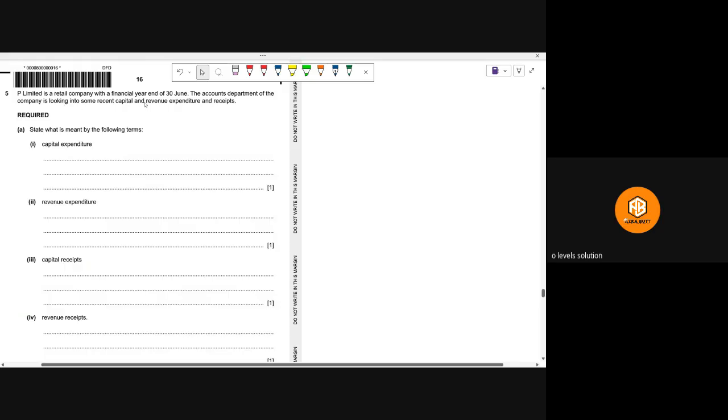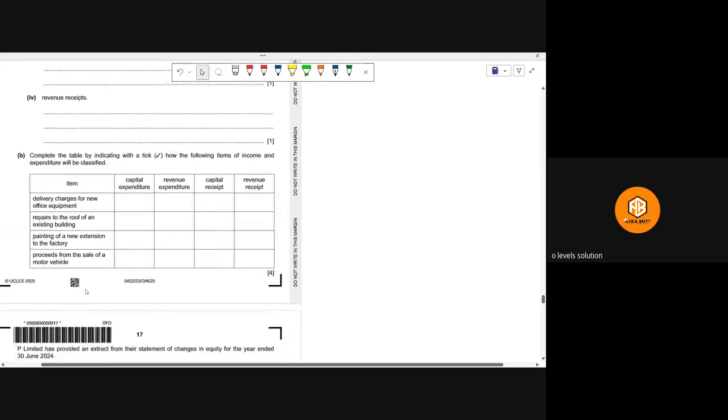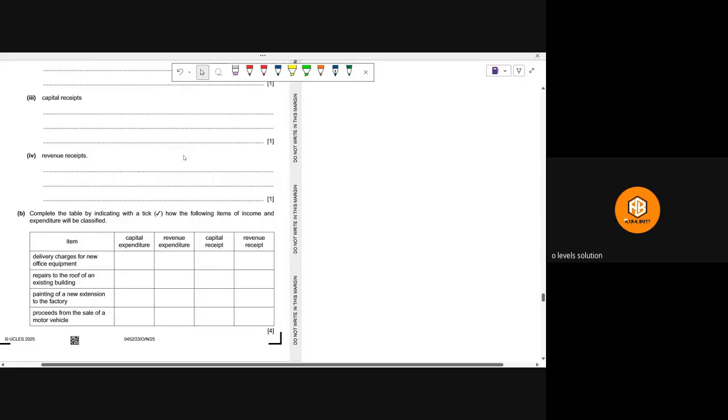Limited is a retail company with a financial year end of 30th June. The accounts department of the company is looking into some recent capital and revenue expenditure and receipts. It is too simple. We just simply need to define the terms. First of all, capital expenditure. This is the one-time expense spent on the non-current assets. Revenue expenditure. This is the day-to-day running expense. Capital receipts. The money which we receive from a source other than the normal trading activities. Revenue receipts, money received by a business from normal trading activities.